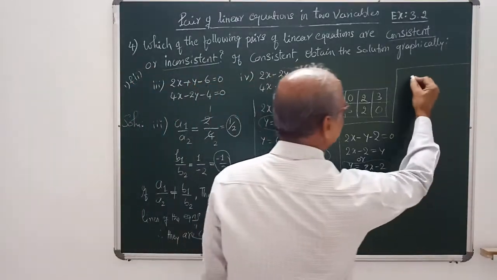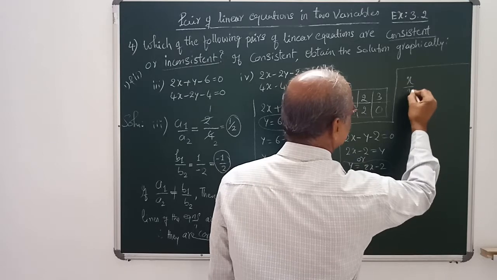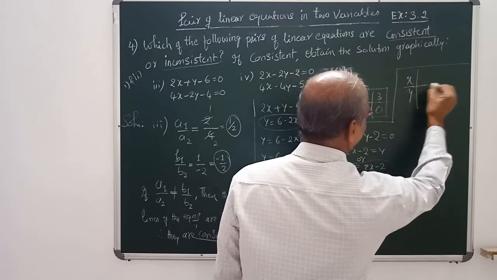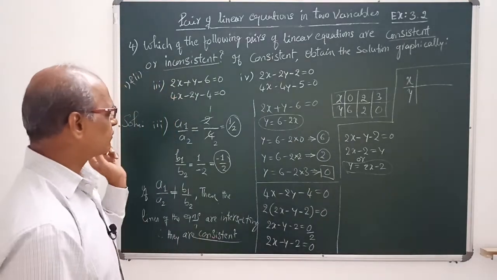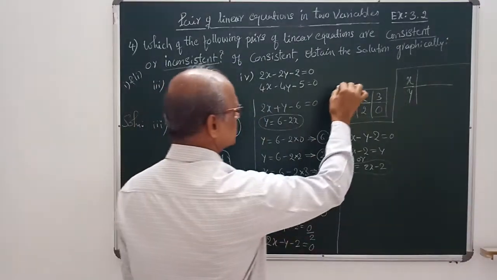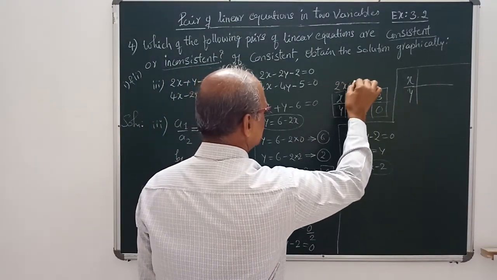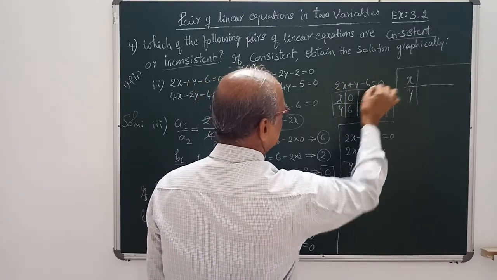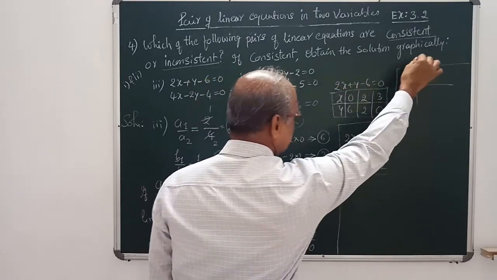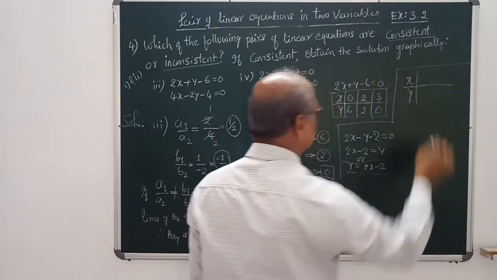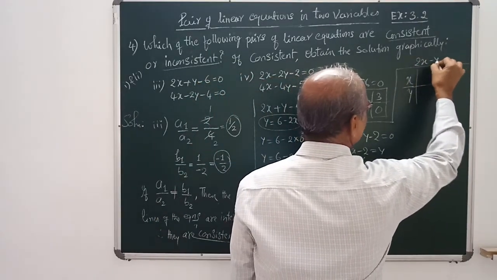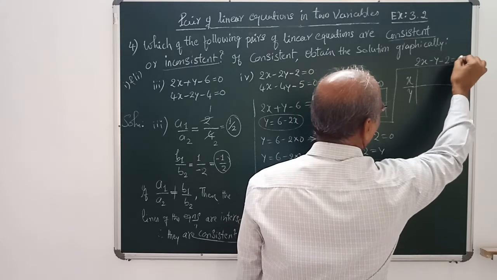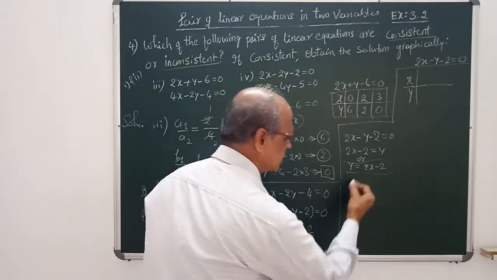So let me place the table of x and y here. Right. So this is the equation here. The first equation is 2x plus y minus 6 is equal to 0. Now this is the second equation: 2x minus y minus 2 is equal to 0. Okay. Now let us calculate.